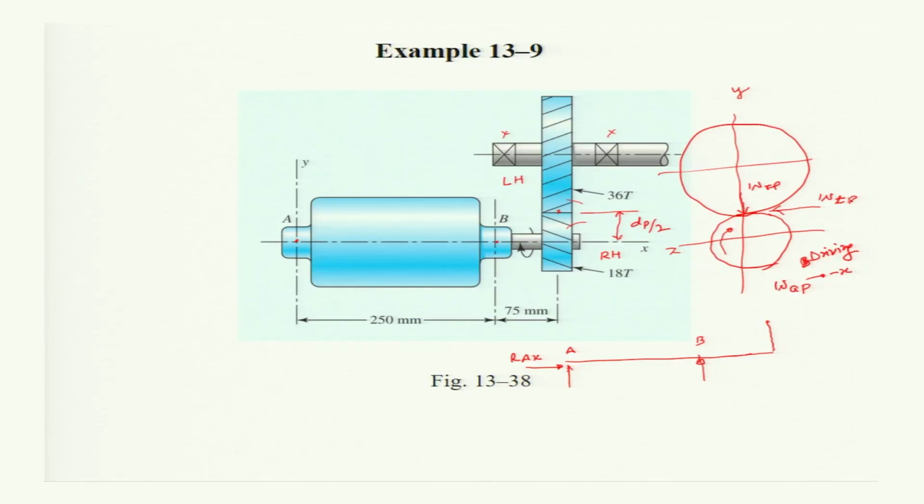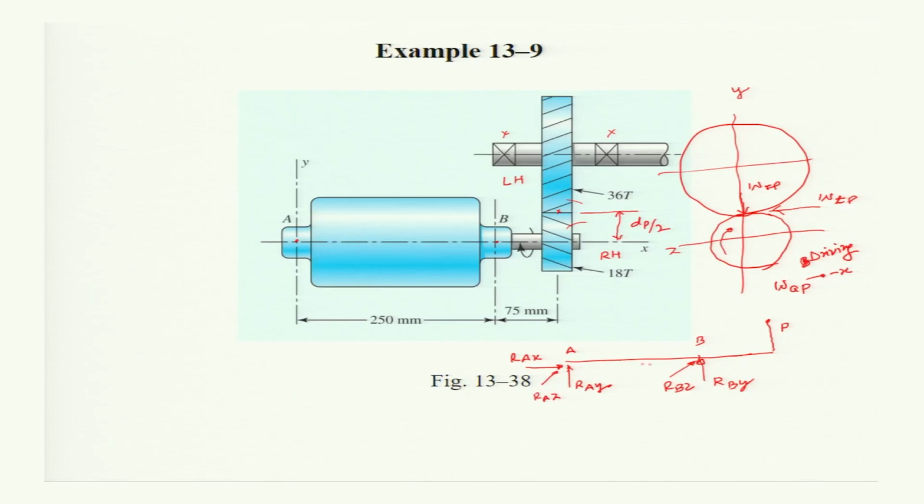WTP is acting in the positive z direction, WRP is acting in the negative y direction, and WAP is acting in this way. So, at this point, which is the pitch point, you can show the forces acting here, and here you can show the reactions at B. The reaction is RBY, in the y direction, and along the z direction there will be some reaction, RBZ, and this is RAY, and there will be RAZ.